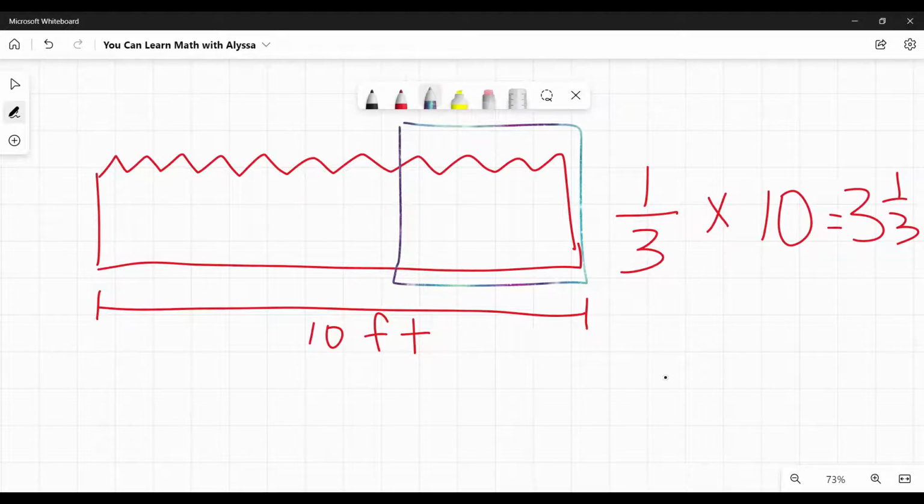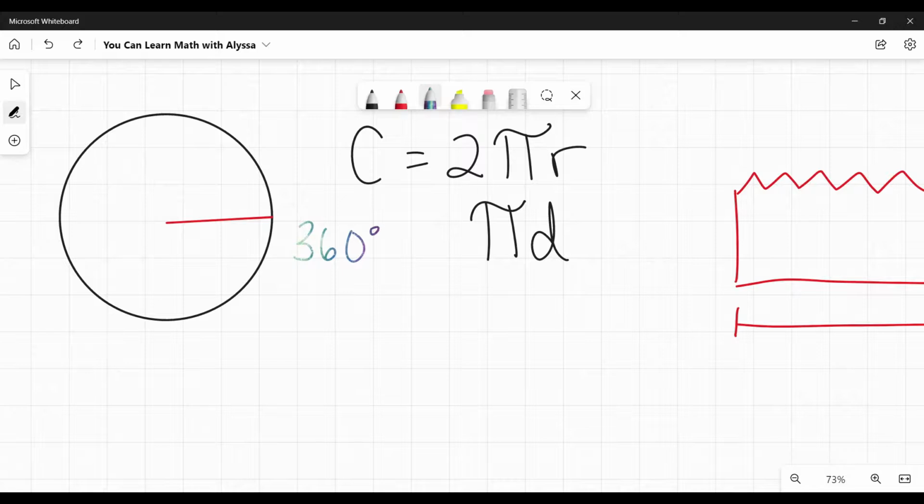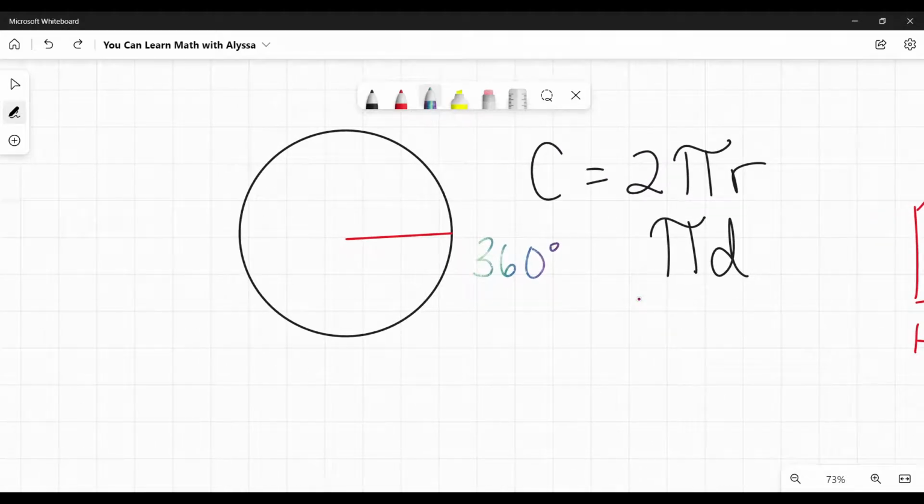So we have the full length of the fence. We multiply it by the fraction, the portion we're talking about, and then we get our answer for the length of the fence that we're talking about. This is the principle we're using. That's it. In this case, however, we would view the fence as starting here and going all the way around, like we are fencing in this circle.